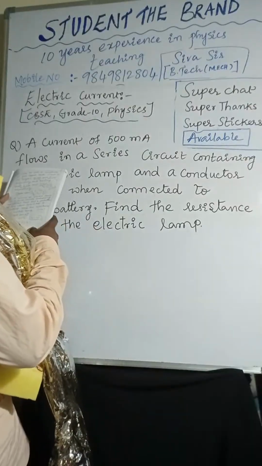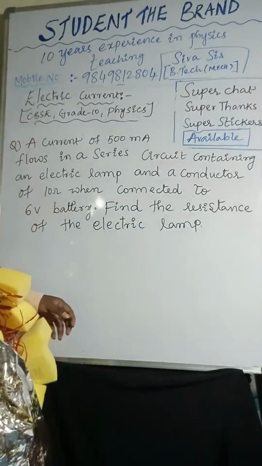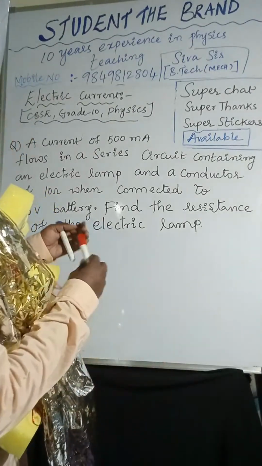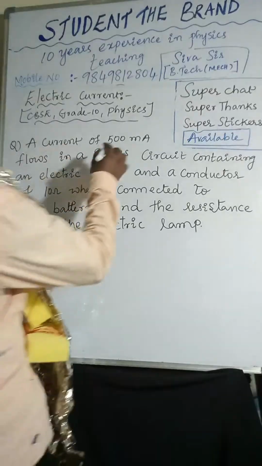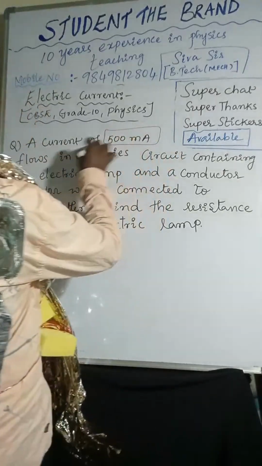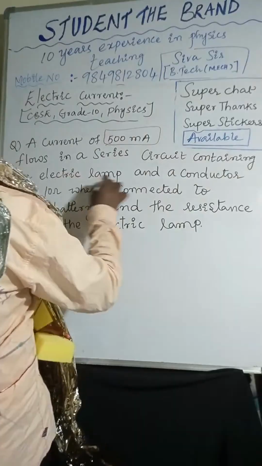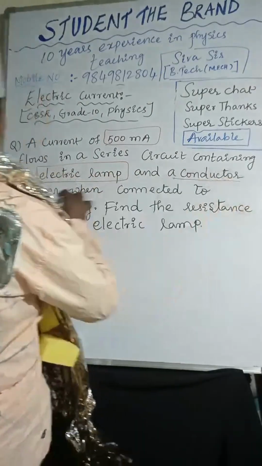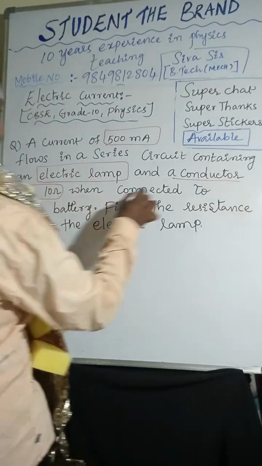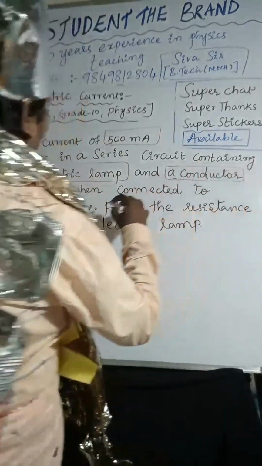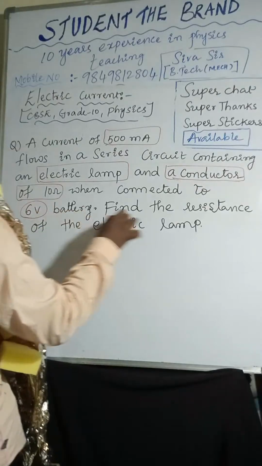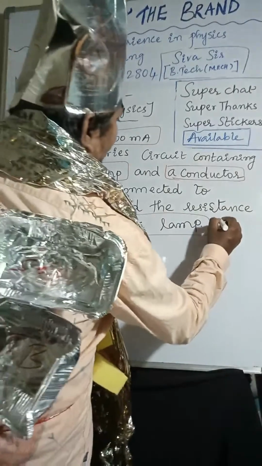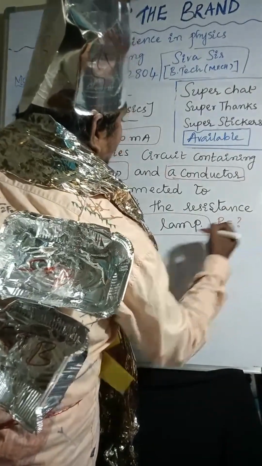Now you can see here, a current of 500 milliampere flows in a series circuit containing an electrical lamp and a conductor of 10 ohm, connected to a battery. Find the resistance of the electrical lamp. So RL, we have to find out the resistance of the electrical lamp.